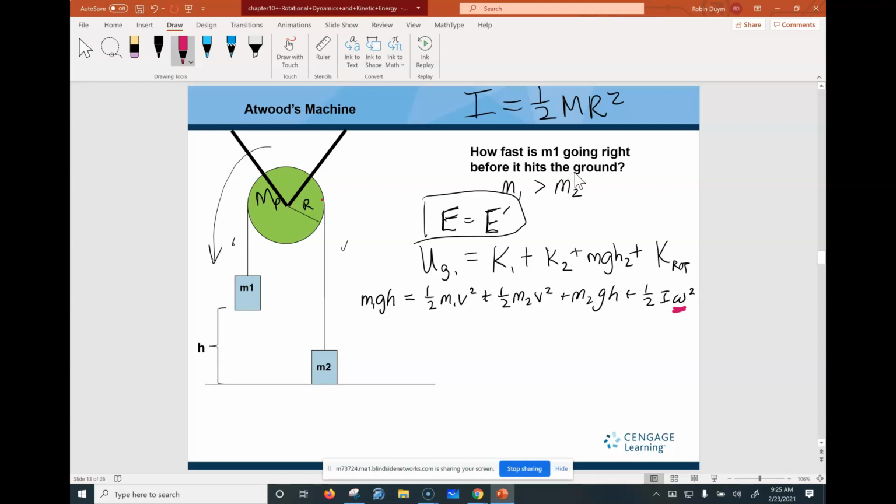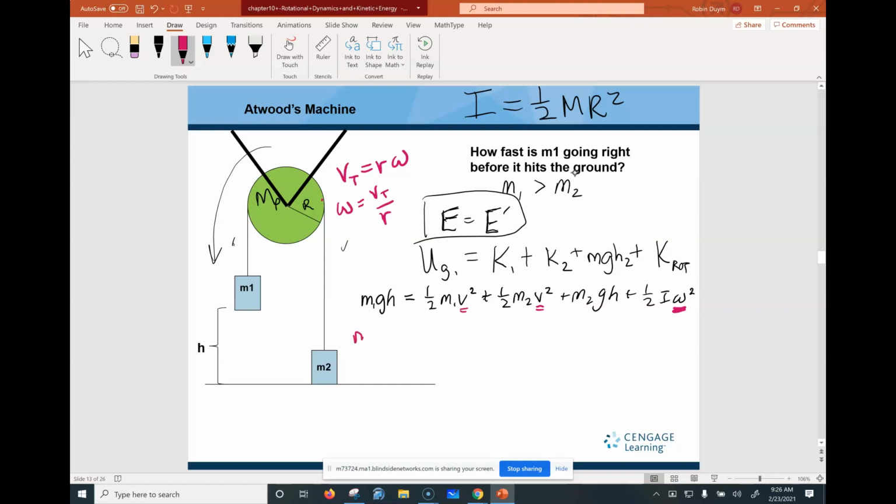Remember how our tangential speed is related. So we're just going to write our omega in terms of that tangential speed. And that's what these guys are going to do. All the speeds are going to be the same. Okay, so go ahead, you can plug that in. You can rewrite all of this.